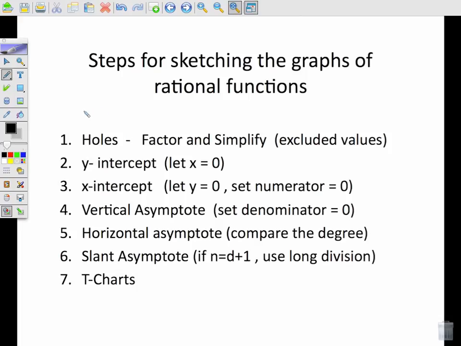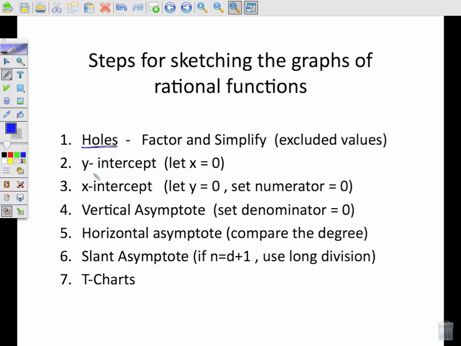First of all, your first step is that you want to see if you have any holes at all. You can do that by factoring and simplifying and finding any of the values that should be excluded. I want to remind you that when you do factor and cancel, you do need to make sure for your hole that you find the y value that corresponds to it.